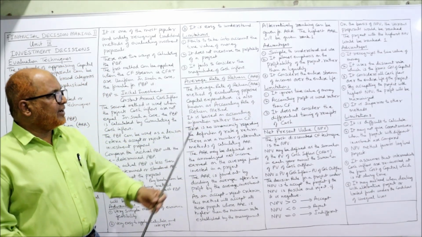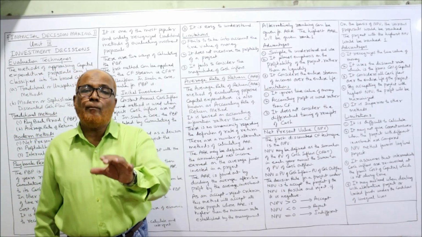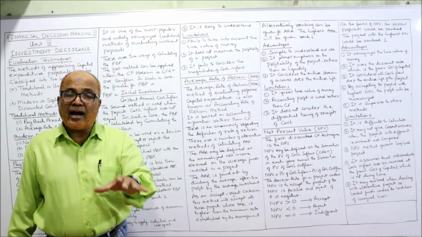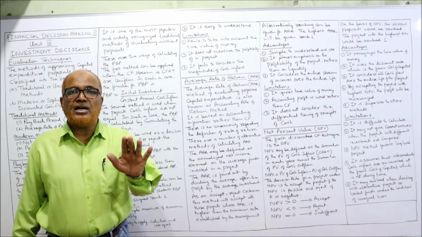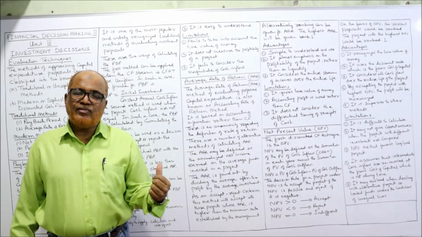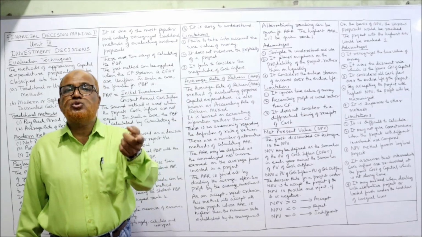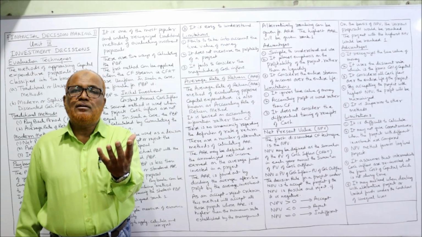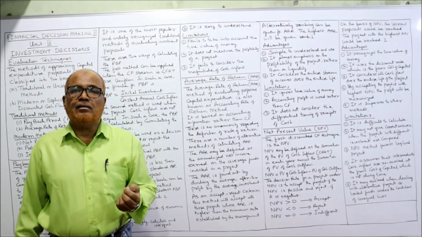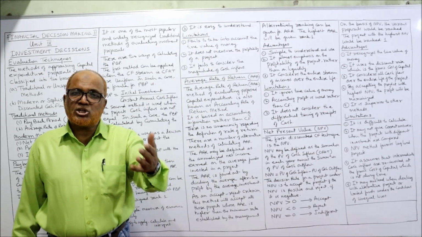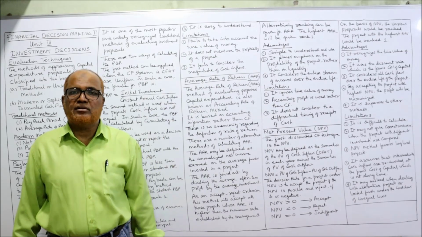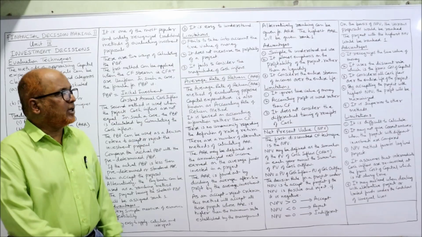Next, accounting profit is used rather than cash flow. One more drawback of this ARR is, it is using accounting profit, not cash flow. In the previous video, I have explained that cash flow is superior to accounting profit. Because in accounting profit, a number of ambiguities are there. A number of non-cash expenses are taken. So in that case, we cannot rely on accounting profit. It's cash flow. But here, accounting profit.